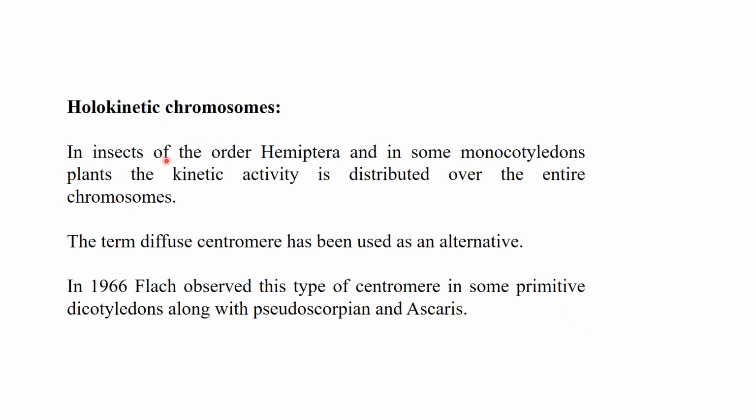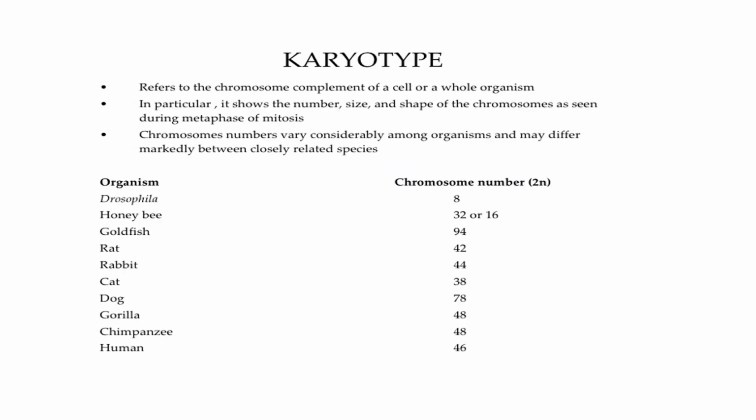Holokinetic chromosomes: in insects of the order Hemiptera and in some monocotyledon plants, the kinetic activity is distributed over the entire chromosome. The complete chromosome acts as a kinetic activity. जो kinetic activity होती है वो सारे chromosome में distribute होती है. That's why it is called the holokinetic chromosome. The term diffuse centromere has been used as an alternative. इसके लिए हम diffuse centromere भी इस्तेमाल करते हैं holokinetic के लिए. In 1996, Fletch observed this type of centromere in some primitive dicotyledons, and in Ascaris में भी ये find होता है.